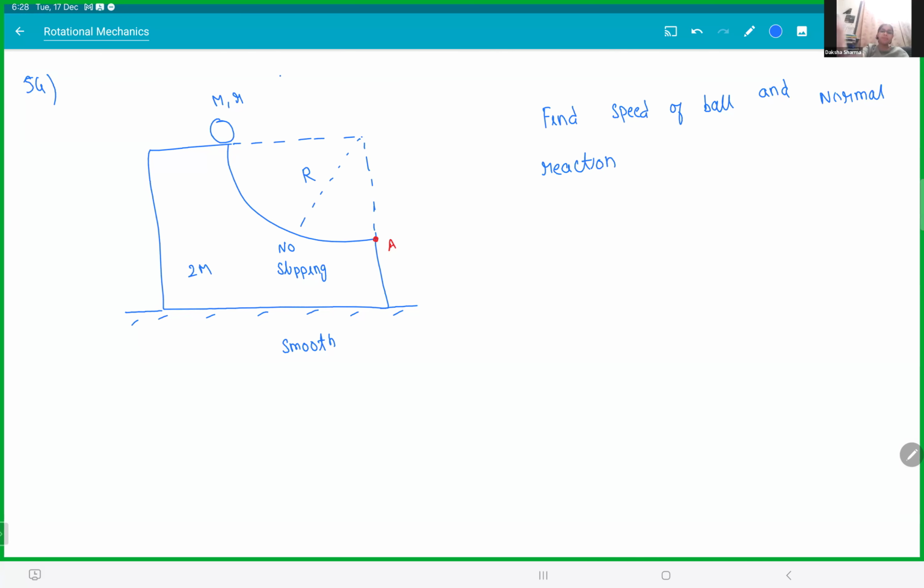Okay, take a solid cylinder. Every time we are taking a sphere, so we are being racist. So we will give cylinders also a chance.